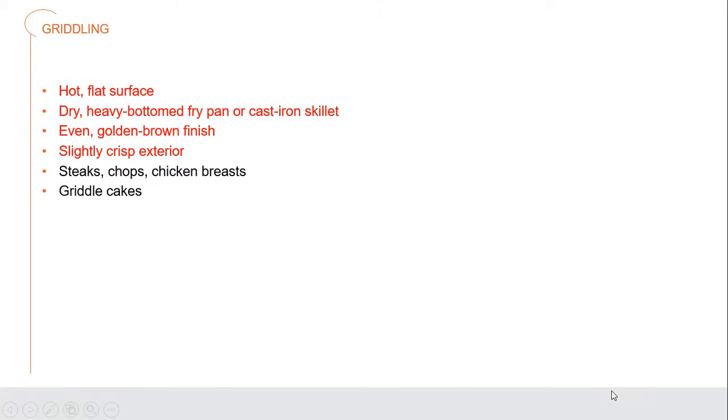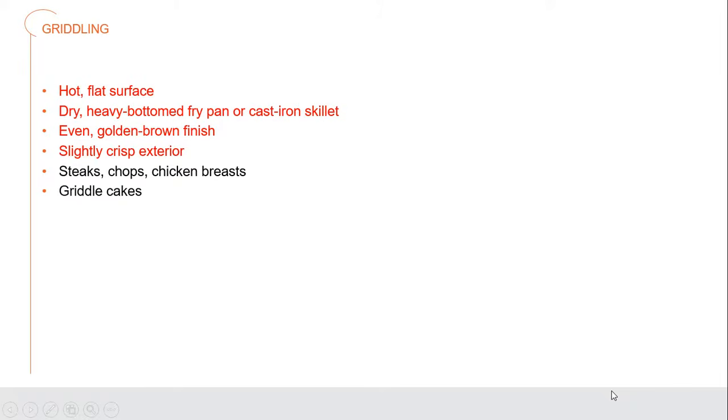Griddling. So griddling is when we are cooking something on a hot, flat surface. We have a couple of griddles in our kitchen here at the Career Center, and they're great. They're both cast iron. They don't stick at all because they've been seasoned well, but they're really great to be able to cook various different things, kind of like griddle cakes, steaks, chops, chicken breast. We've done all sorts of different things on there.